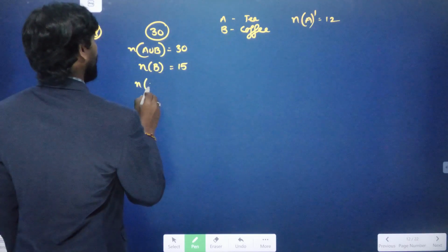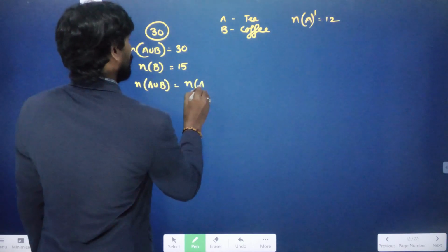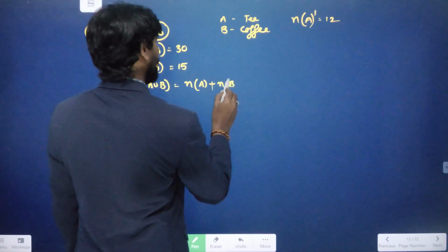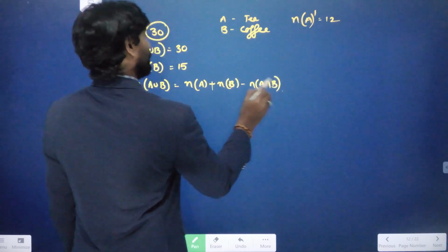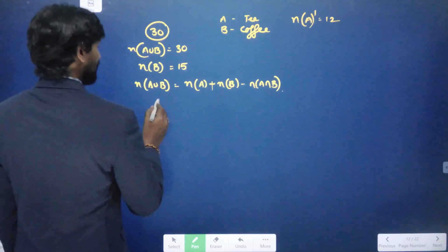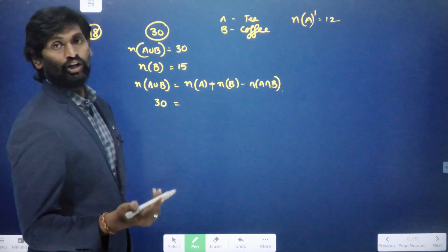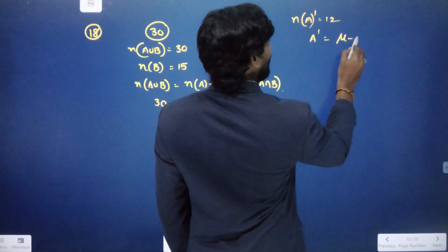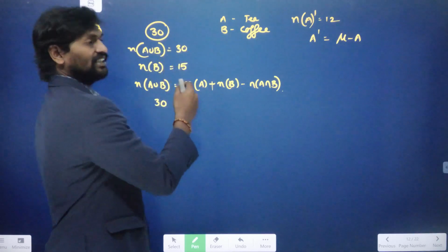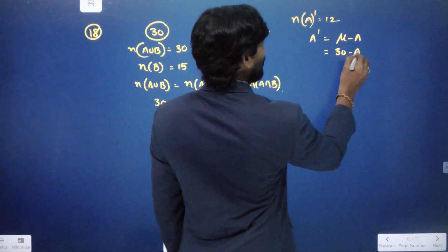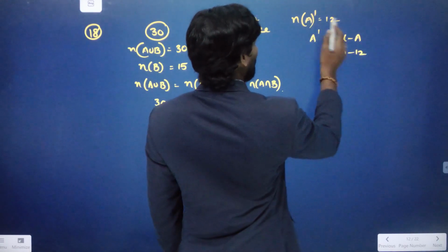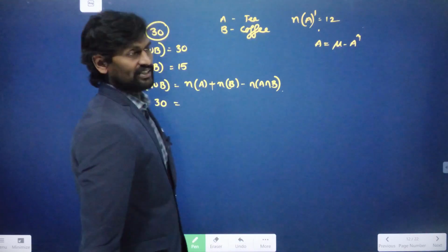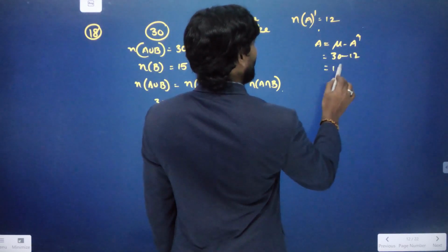Let us take n of A union B equals n of A plus n of B, where n of B is nothing but coffee, minus n of A intersection B. Now A union B value, let us consider 30, and n of A we don't know, but n of A complement means 30 minus 12. A complement is nothing but mu minus A. Here total number of students is 30 only. Here A and B are working as mu. Mu minus A is equal to 12, A dash. So A dash will be mu minus A, or A will be mu minus A dash. Similarly, 30 minus 12 will be 18.